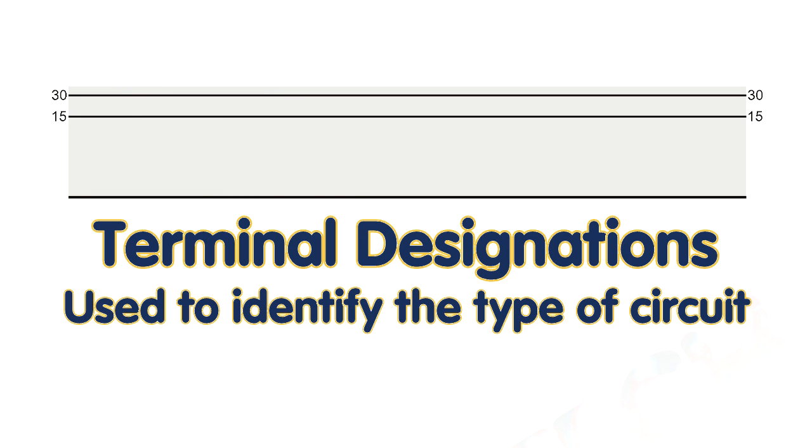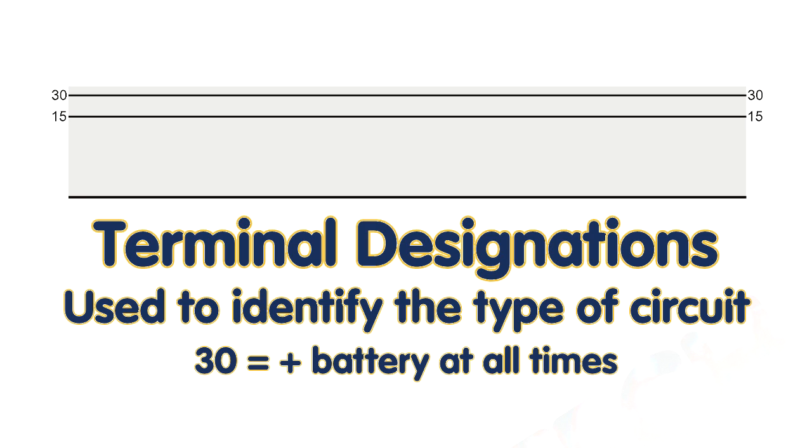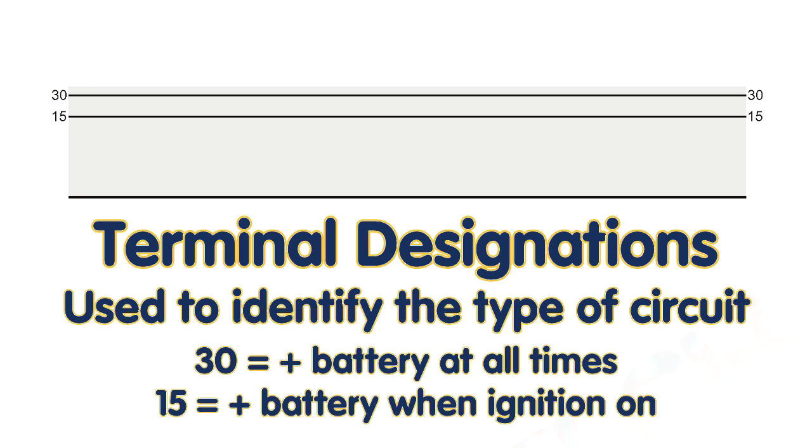The internal electrical paths are listed as 30 for the upper one and 15 for the lower one. These are terminal designations. Terminal designations are used to identify the type of circuit. 30 and 15 are very common and used often. A terminal 30 means positive battery power at all times along that electrical path. Terminal 15 means positive battery power when the ignition is switched on along the current path.